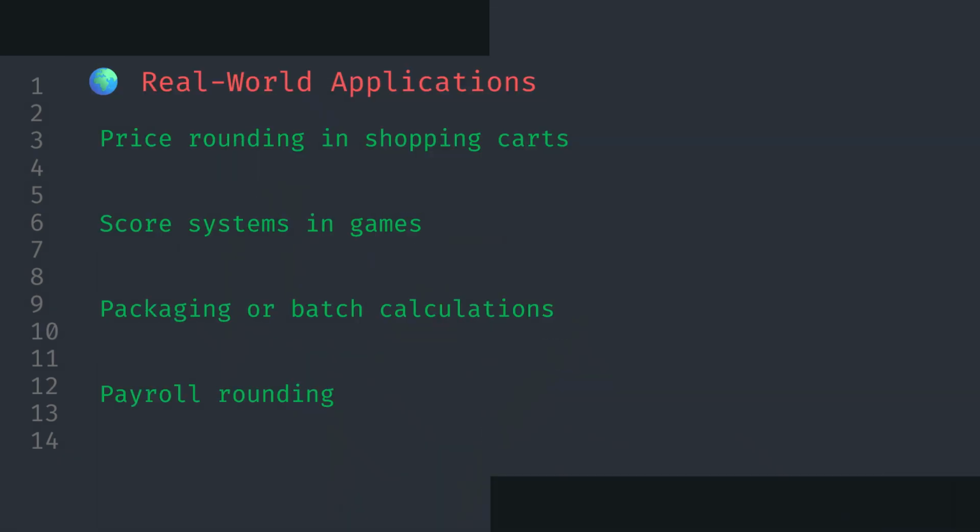This simple rounding trick pops up all over in real world applications. Think about cash registers, scoreboards, or batching products into groups. Whenever you need to round up neatly, this function saves the day. Let's wrap things up.